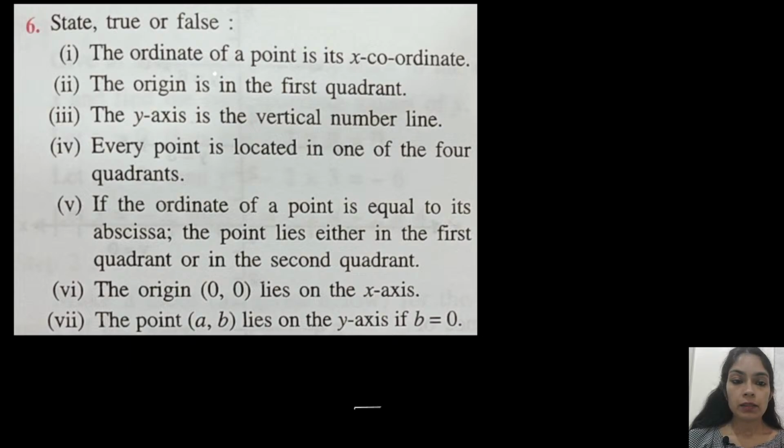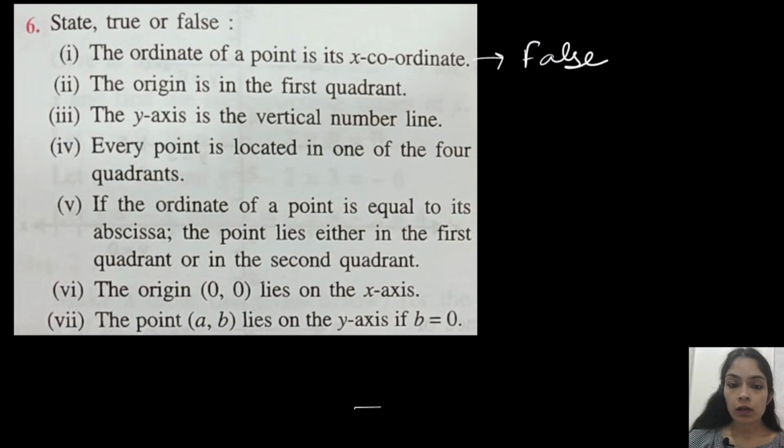So first one, the ordinate of a point is its x coordinate. Just now we have discussed, ordinate is not the x coordinate, ordinate is the y coordinate. So that means the first one is false. The x coordinate is known as abscissa, not ordinate. So first is false.